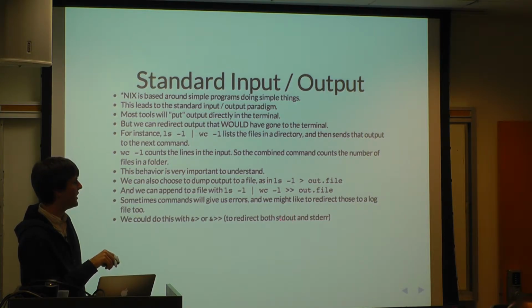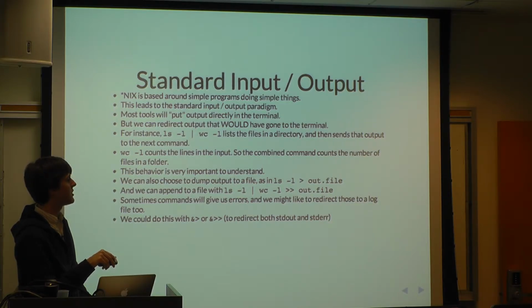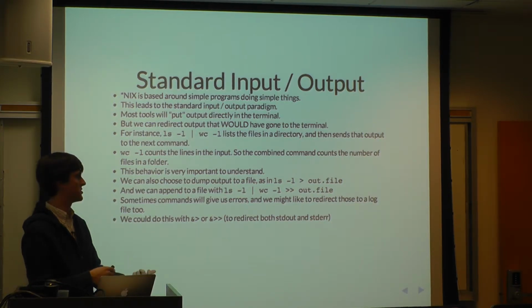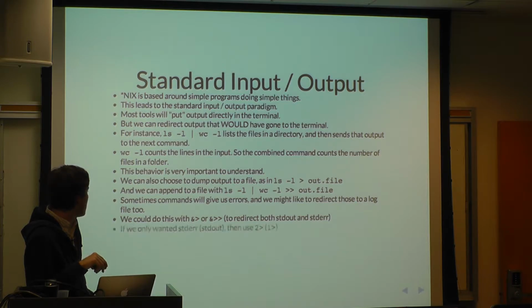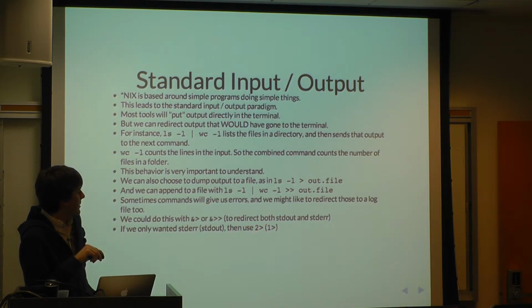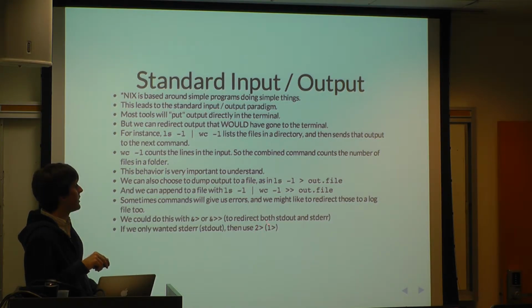What I've started abbreviating is standard out. This is just the typical output you get on the terminal. Standard error is the error messages you get. Just for clarity, that's what they're actually called. But if we only wanted the error messages, then we could just use 2, which is the number that corresponds to standard error, and we could dump that to a file the same way. Or if we only wanted standard out going to a place, we could do that with 1.